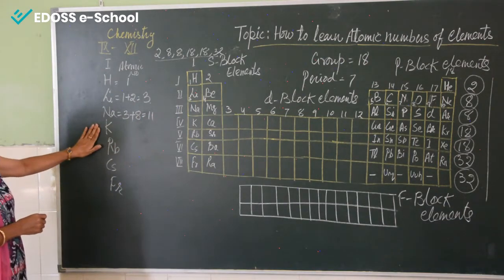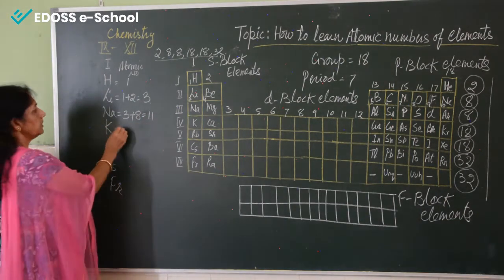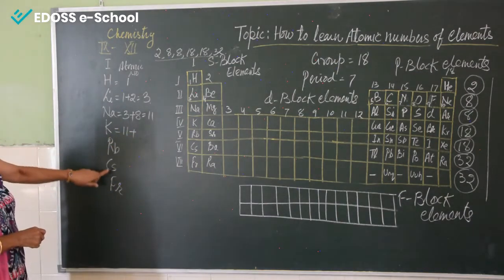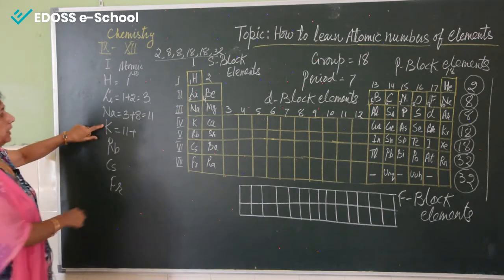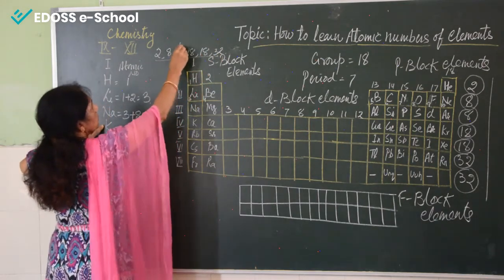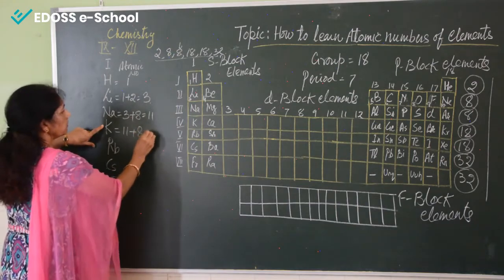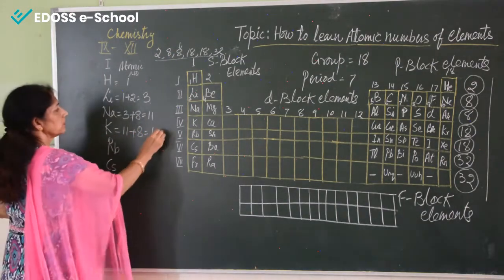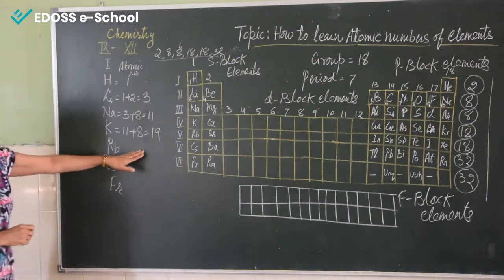Now potassium. Here we will write 11. And now count from here. This is 1, 2, 3 and 4. So we will add 8. So this is 11 plus 8, 19.